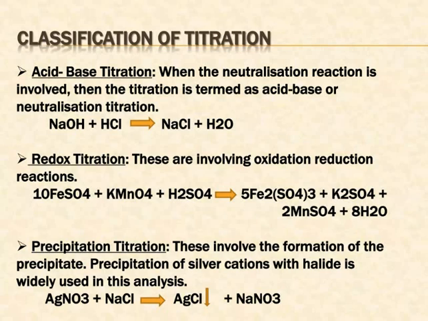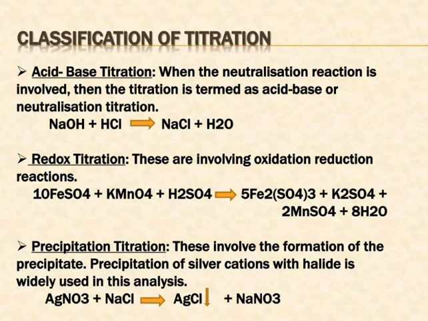What are redox titrations? How will you identify a redox titration? These involve oxidation-reduction reactions. How will you find the oxidation-reduction? On the basis of basic knowledge that we have learned in 10+2. Look here, Fe2+ is converted into Fe3+. Here you can see the +7 to +2. So what will happen here? Redox reaction. So if you are performing this type of reaction, this is a redox titration.